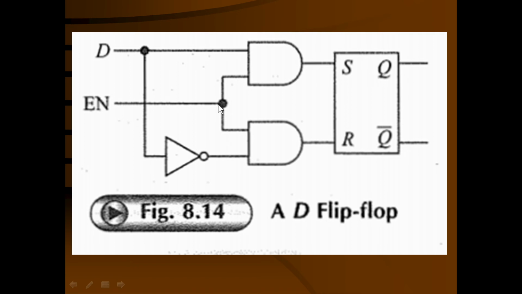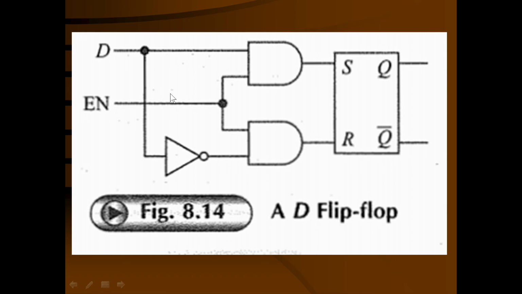Now, when the enable input is going to be high, if D is going to be 1, the output of the upper AND gate is going to be high and the output of the lower AND gate is going to be low, and hence it is a set condition and the flip-flop is going to be set. Q will take the value of D. That means Q becomes equal to the value of D. D was 1, so Q becomes 1, or it is set when the enable input is high.